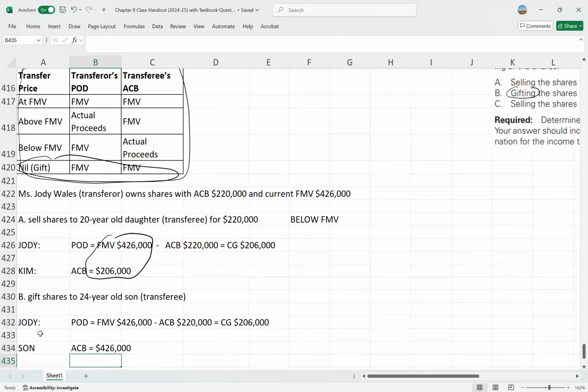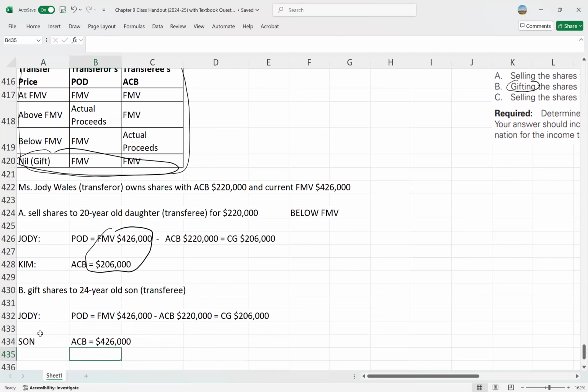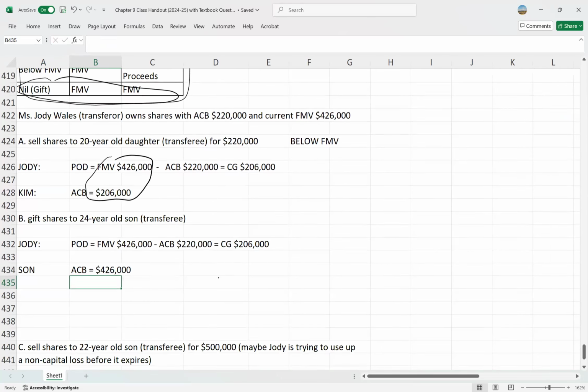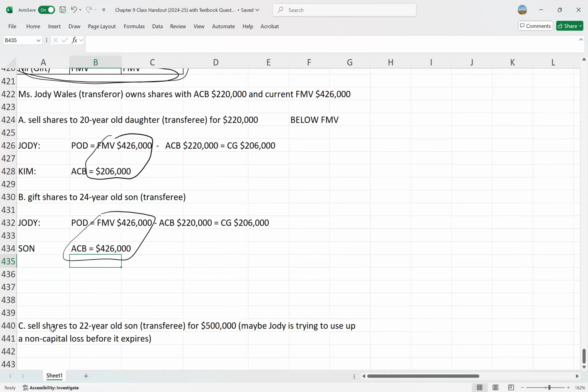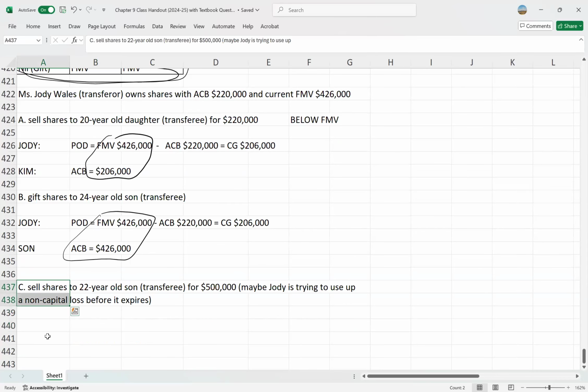And then the son will have an adjusted cost base equal to fair market value of $426. Even though she gifted the shares to her son, this one is more equitable because the mother is using proceeds of 426, and the son will also get an adjusted cost base of 426. Even though he didn't pay it, it was a gift, he will still get that 426 adjusted cost base. Any questions about the first two?